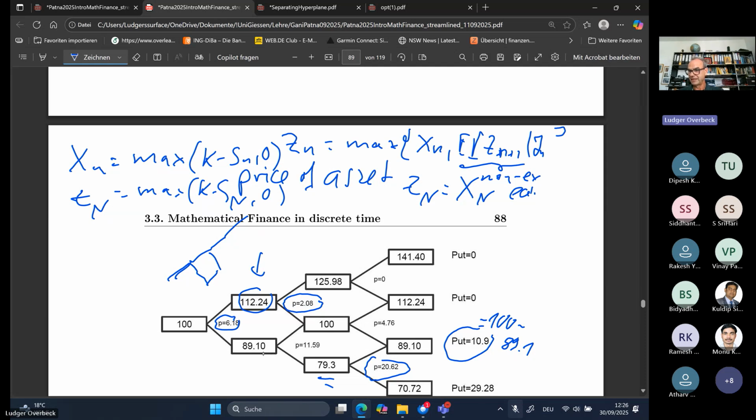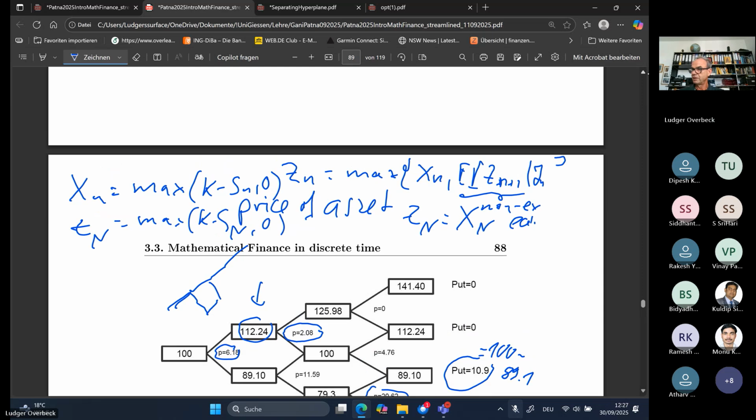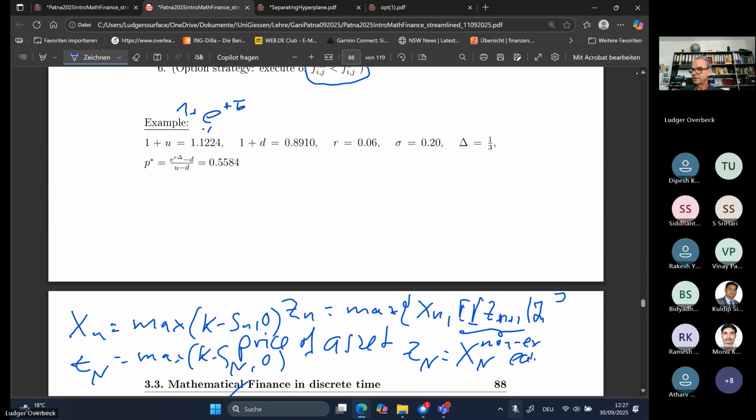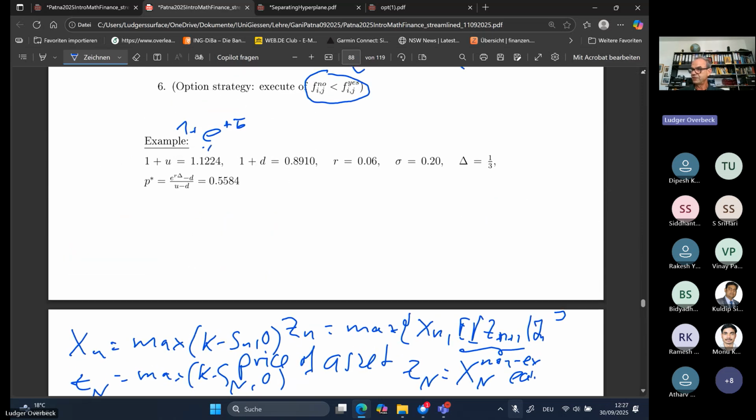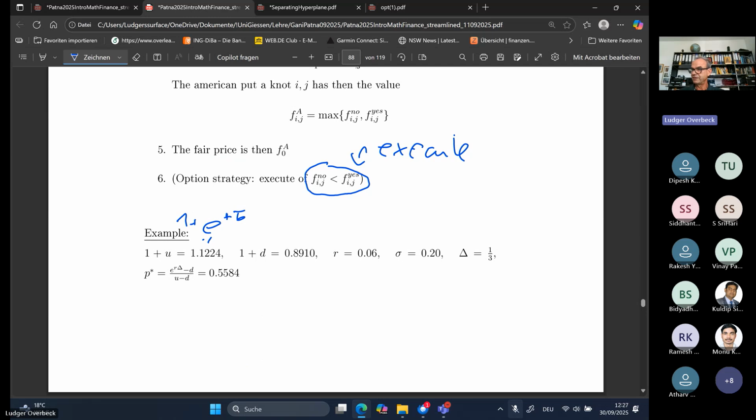No, this is only 10. So here you still have to go because the value is 11.59 of the option, but the execution only gives you 10.9. Here you go on. So in order to know whether you execute, you have to know these two values, non-execution value and execution value.